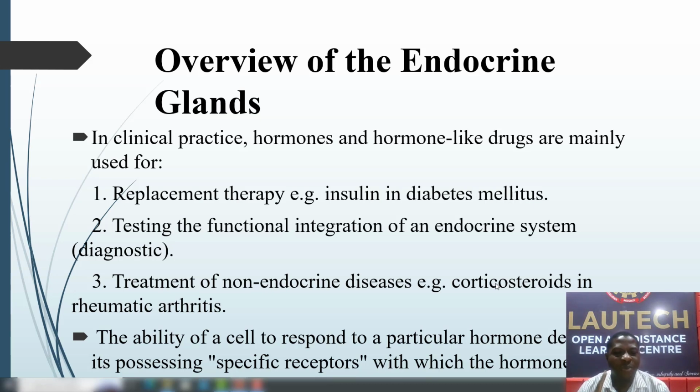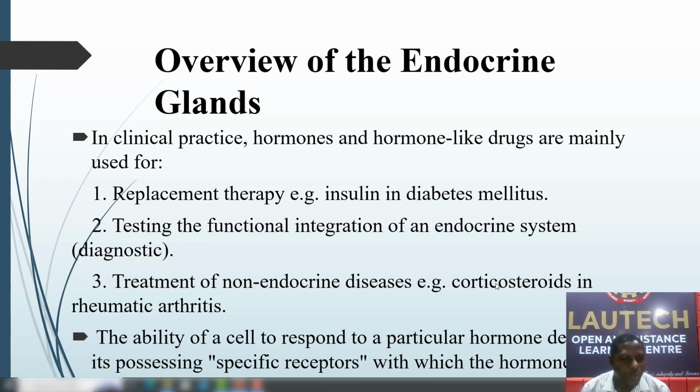That is, one, replacement therapy, e.g., insulin in diabetes mellitus. You all understand insulin, especially insulin dependent diabetes. So it's a replacement therapy. Then, two, testing the functional integration of an endocrine system. For diagnostic purposes, you can use what? Hormones. And three, treatment of non-endocrine diseases, e.g., steroid in rheumatoid arthritis. So rheumatoid arthritis, you can use hormones, corticosteroid.